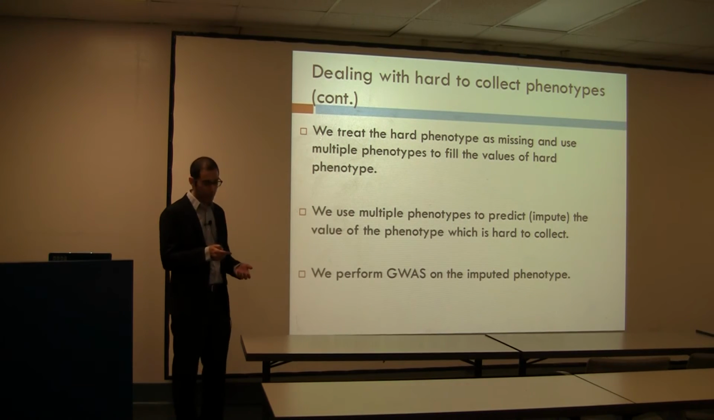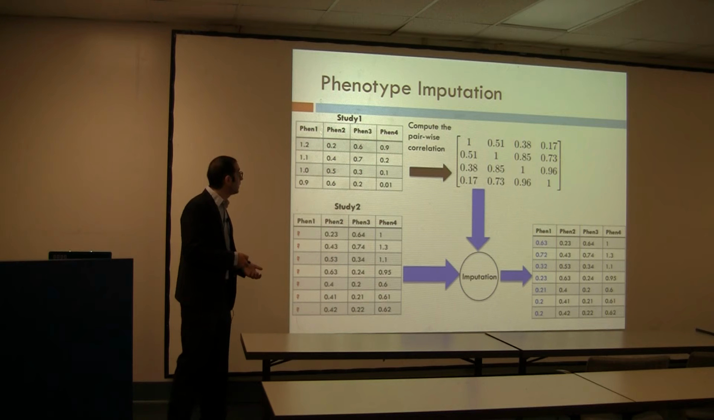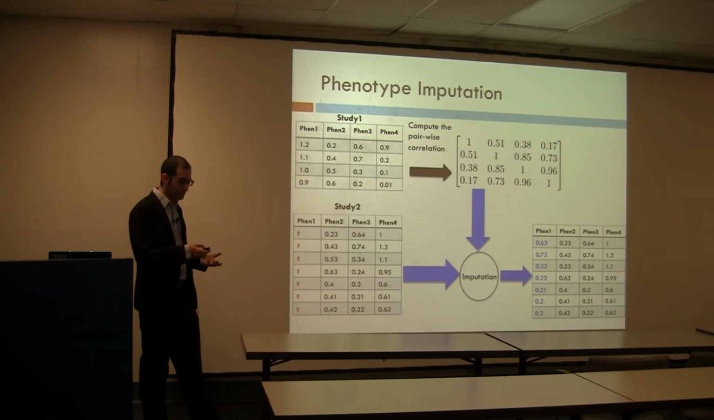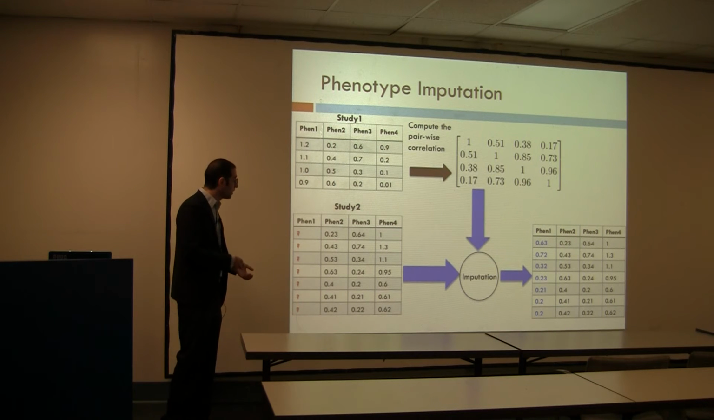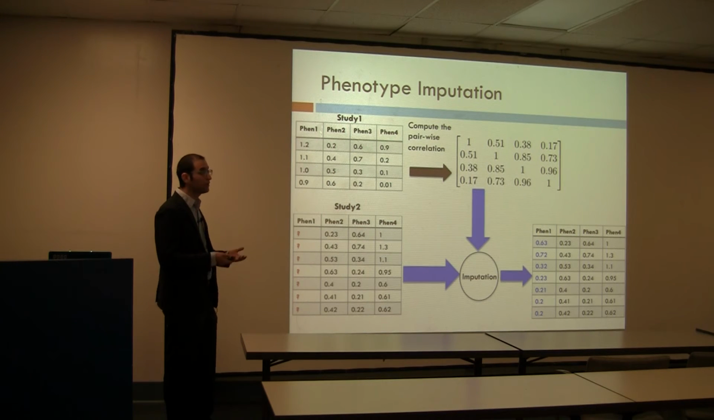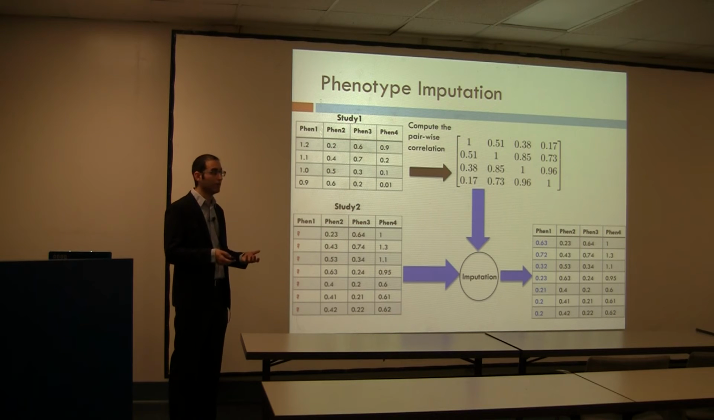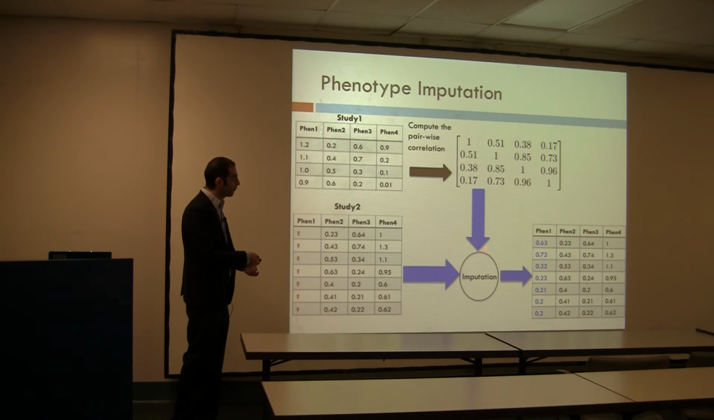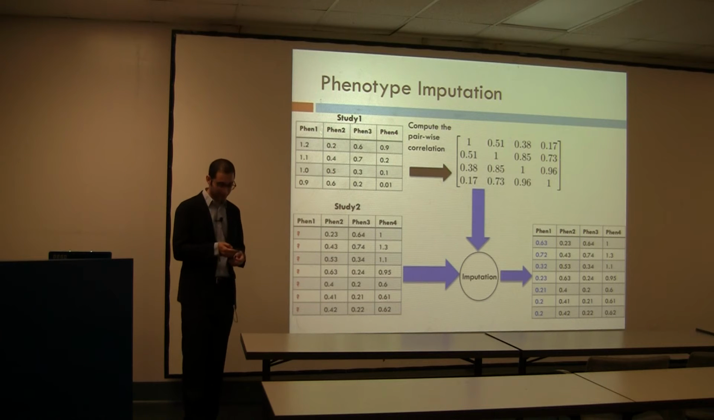Here, let me show an example. We have two studies. In the first study, we have very few individuals, and we collected all four phenotypes for all the individuals in this study. The first phenotype is hard to collect. Now, in the second study, we have a lot of individuals, and the first phenotype we were not able to collect. So what we can do is use the first study to learn the pairwise correlation between each pair of phenotypes, and then using this matrix that we learned, we can fill in this first phenotype. And then we can perform GWAS on this first phenotype.